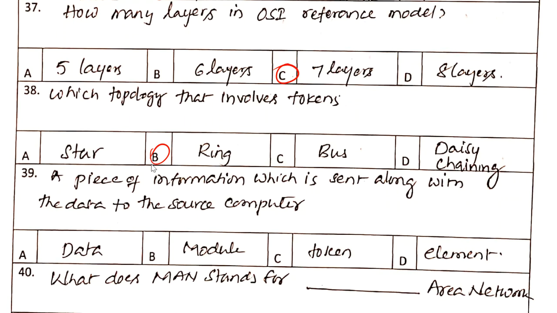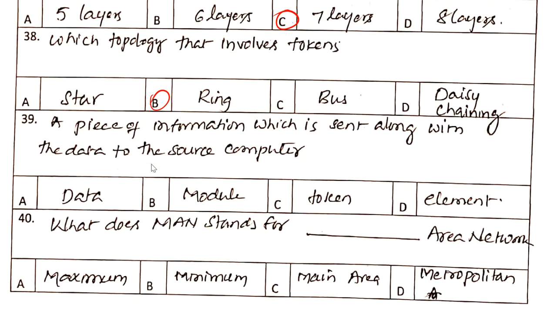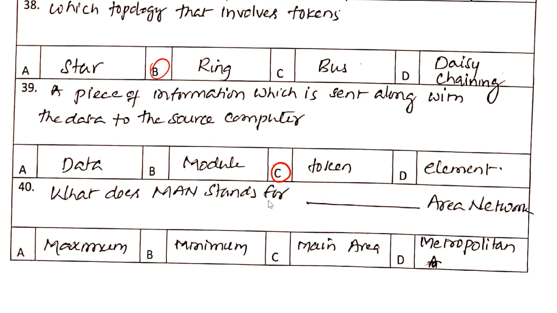Next one, a piece of information which is sent along with the data to the source computer: data, module, token, element. 39 is C. Next one, what does MAN stand for, dash data network? So maximum, minimum, main area or metropolitan? So the correct answer is metropolitan area network.